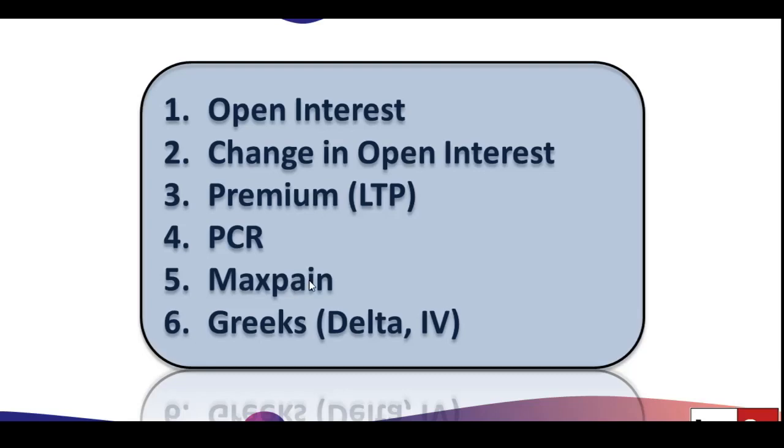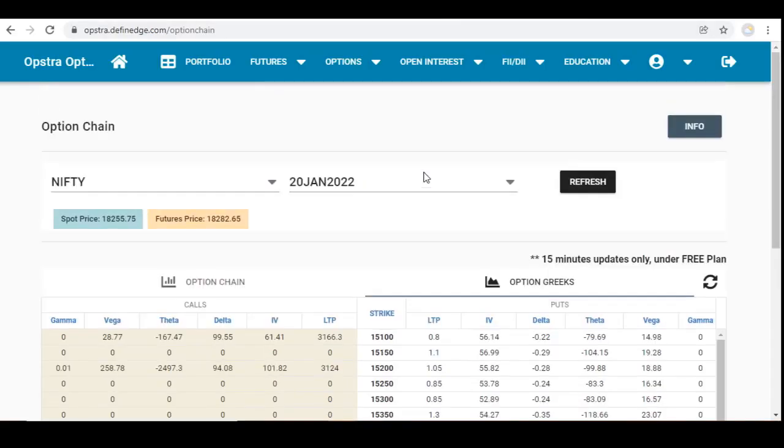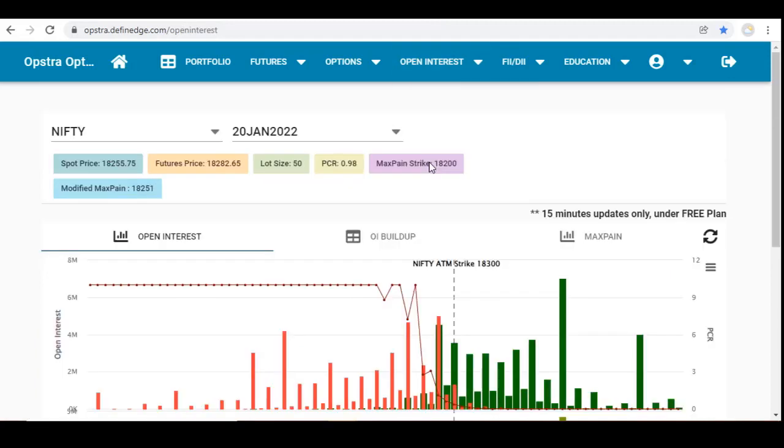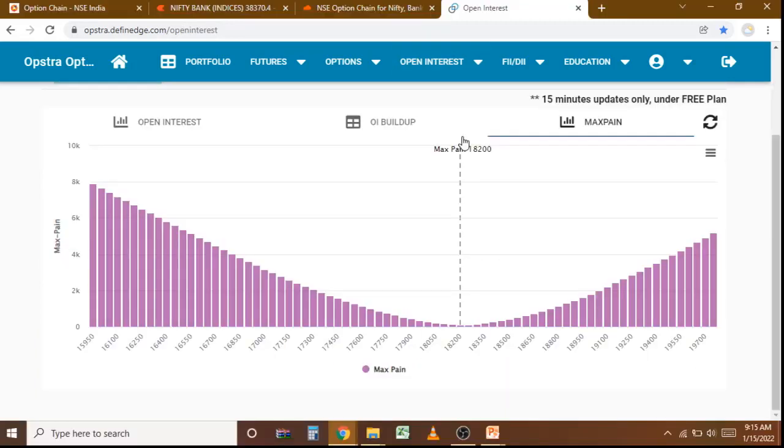Now coming to the last point, that is max pain. Max pain is nothing but the level at which the market will expire. If I have to show you on Opstra, I will go to open interest and I will click on max pain. If you look at the max pain value, 18,200 is what it is showing. So it shows the level at which the market is going to expire.